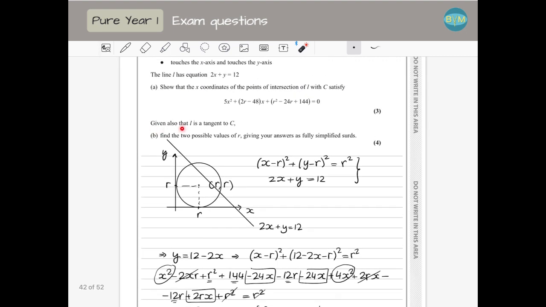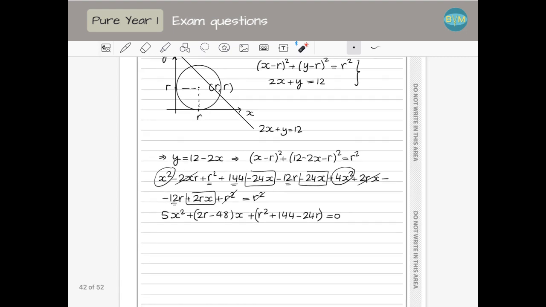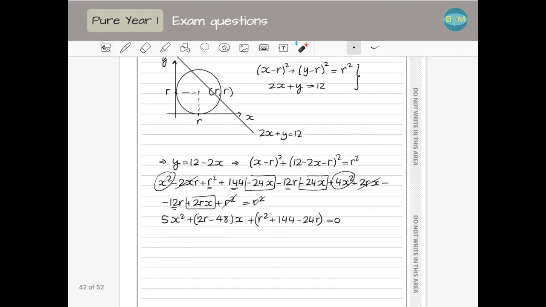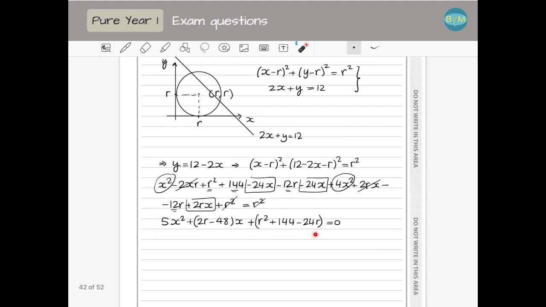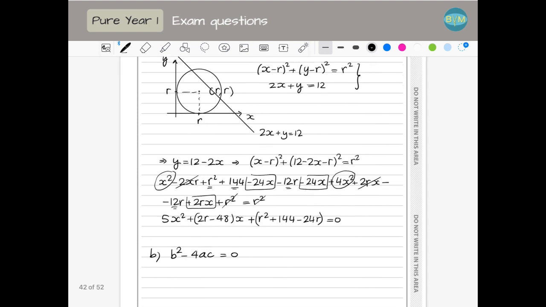Then, given also that L is tangent to C, find the two possible values of r, giving your answers as fully simplified surds. Remember, if these two are tangent, the intersection is only going to be one point, which means this quadratic giving me the intersection point is going to have only one solution. It's a quadratic, which means to have one solution, my discriminant is going to be 0. So that's what I'm going to use.